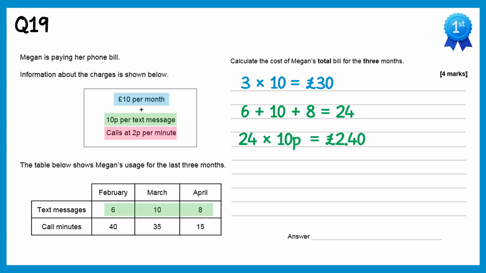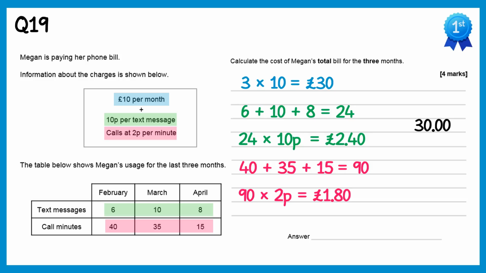Now for the calls. Calls cost 2p per minute, and in the table it tells us she has 40 minutes, 35 minutes, and 15 minutes. So if we add those together, she has 90 minutes of calls. 90 minutes of calls costing 2p each is 90 times 2p, which is £1.80. So altogether she has £30, £2.40, and £1.80. So we'll add all of these up, and you'll get the answer, which comes out as £34.20.